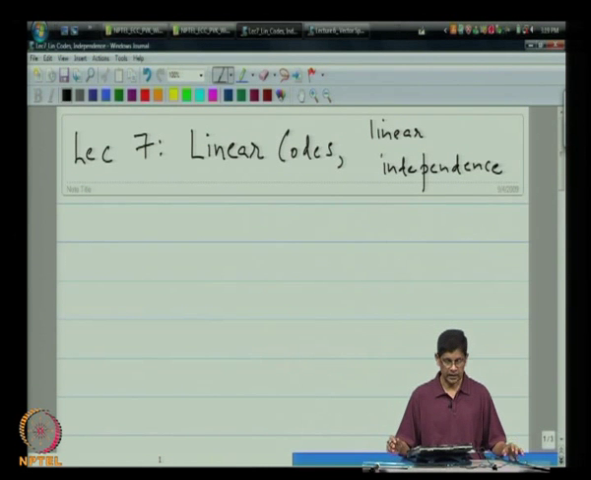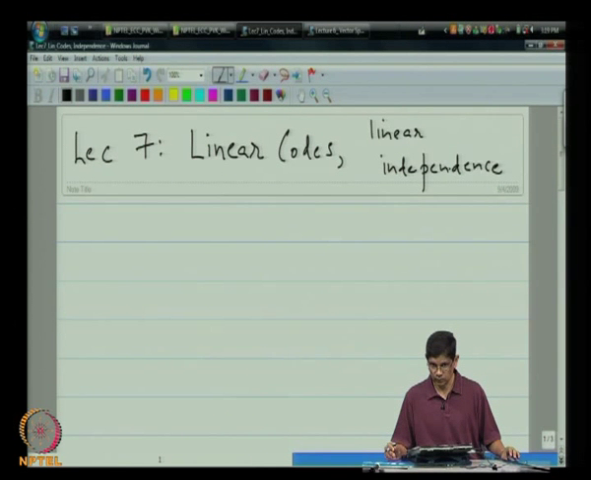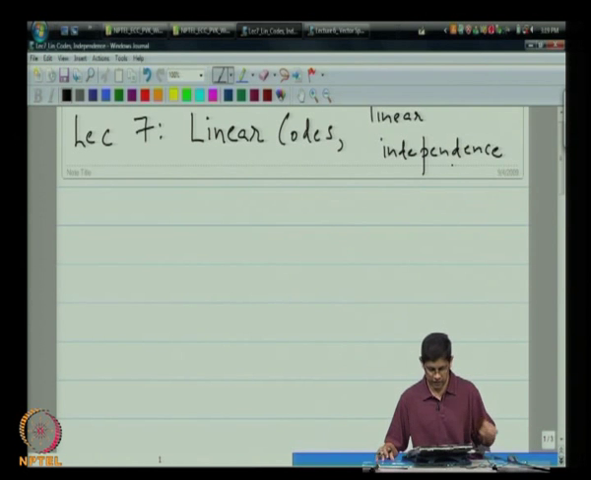Now, in the last lecture I was instructed by the operators here to write a little bit bigger. So, I am going to try to stay with a slightly bigger print today and see how that works out.